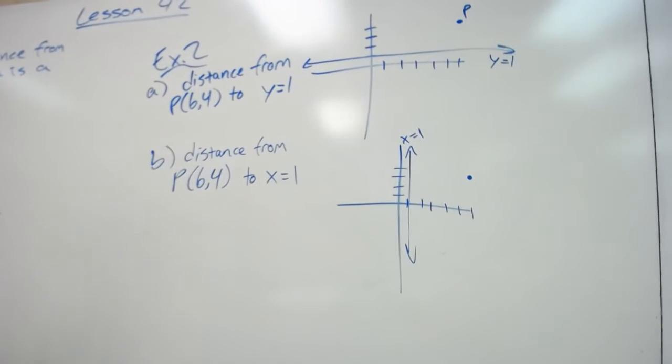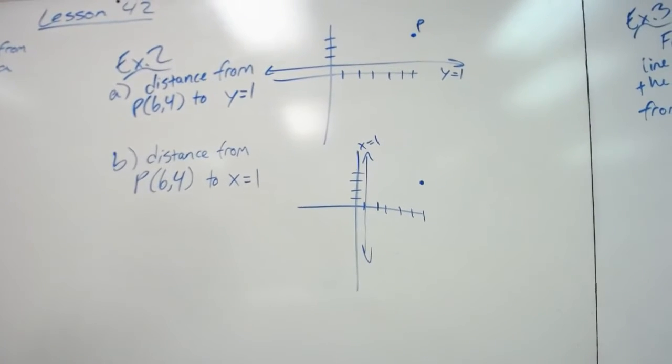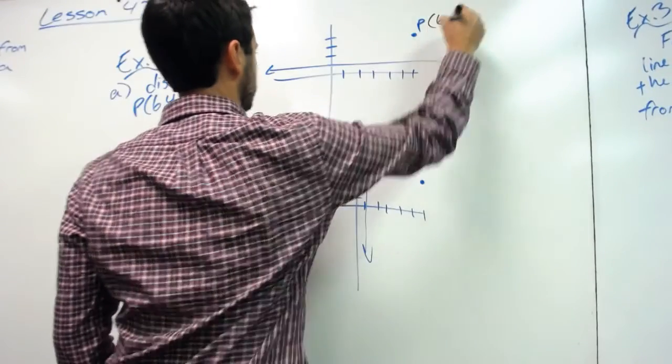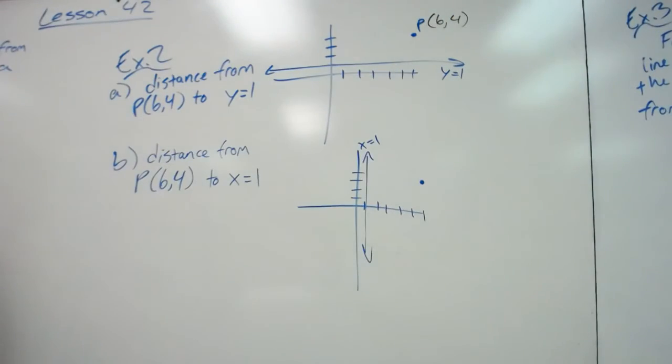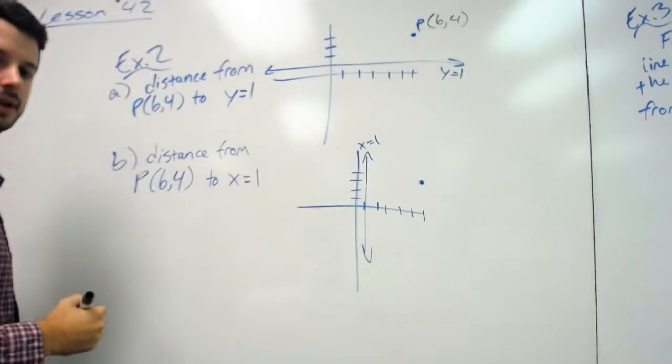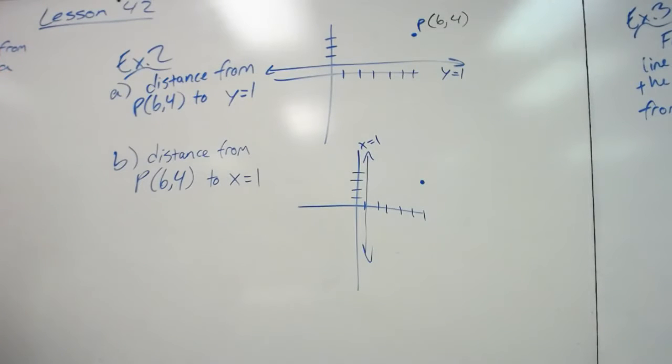In example 2a, it says, find the distance from point P, and P is at (6, 4), to the line y equals 1. Well, these first two examples are going to be easier, because all you have to do for the distance, since the line is a horizontal line and it's not diagonal at all, these are going to be easy.